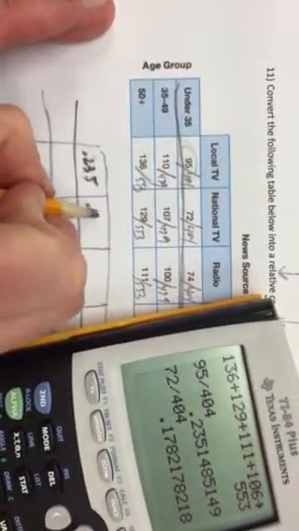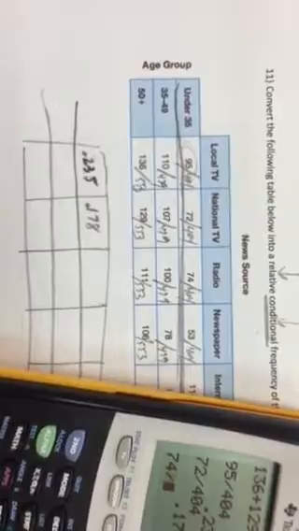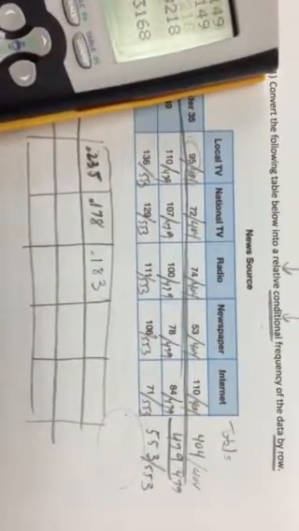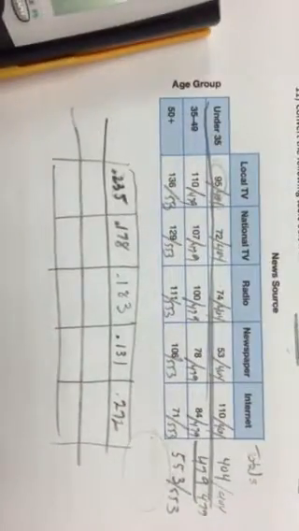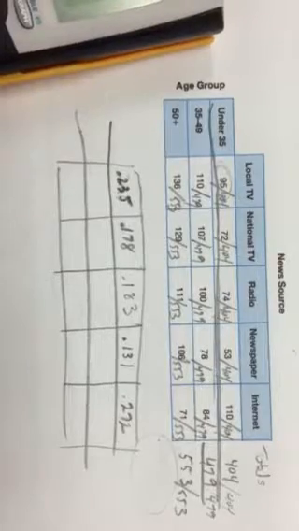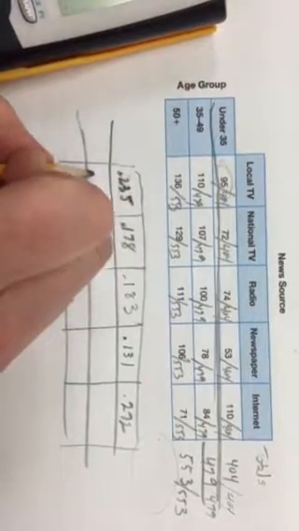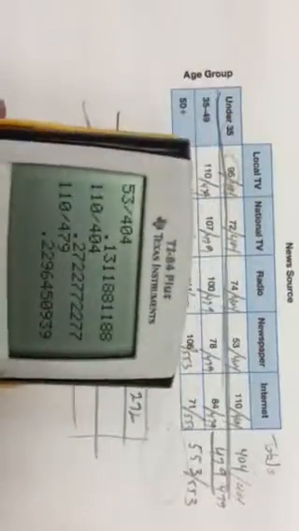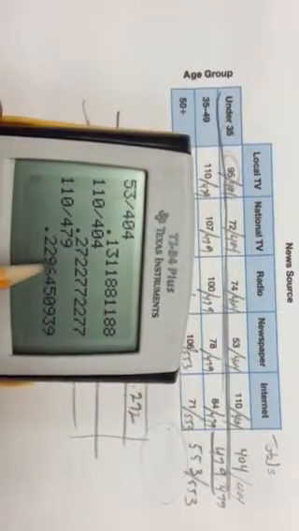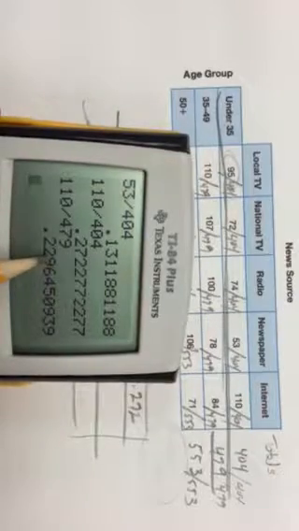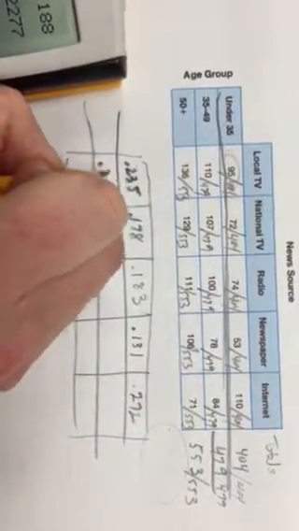0.178, 74 divided by 404, 0.183, 53 divided by 404, 0.131, 110 divided by 404, 0.272, 110 divided by 479 is 0.2. Now here, when you round, notice this 6 will turn this 9 into a 10, which really means 0.230.